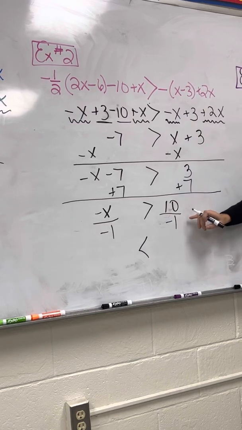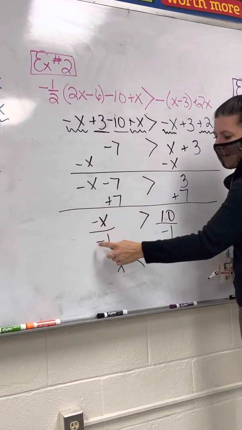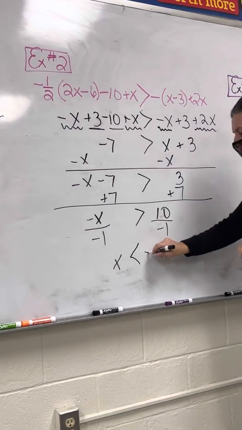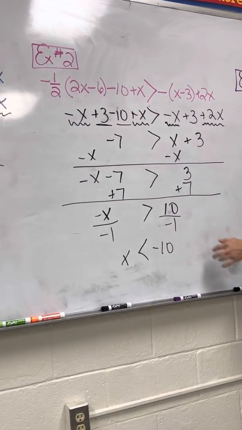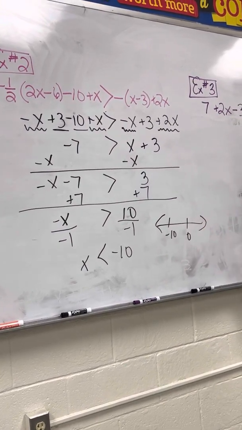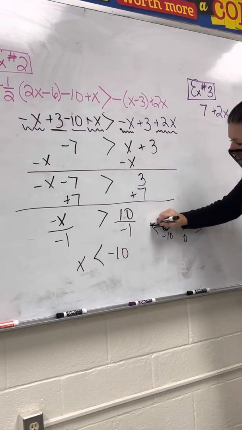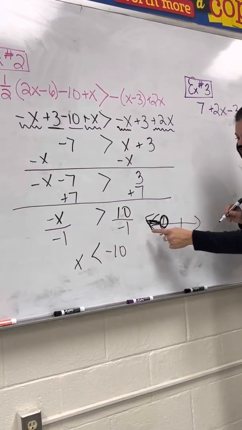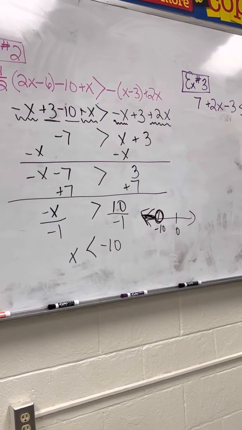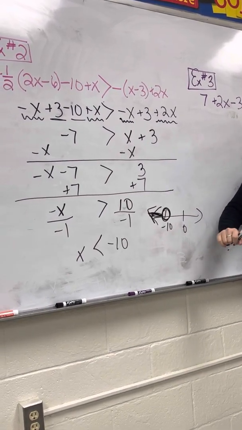This is the special rule. I have x left on the left-hand side because a negative divided by a negative is a positive. On the right, 10 divided by -1 is -10. So this is my answer. When I graph it, I have a hollow dot on -10, and my graph is pointing in the same direction as my symbol. So far, so good? That one was a tough one. Are there any questions on that one? It had all kinds of stuff going on there.